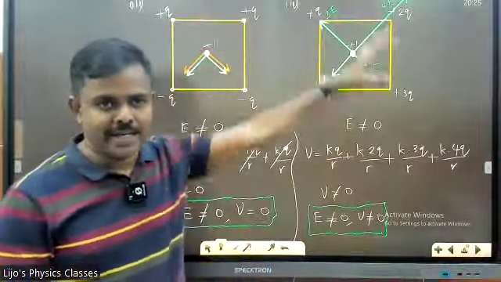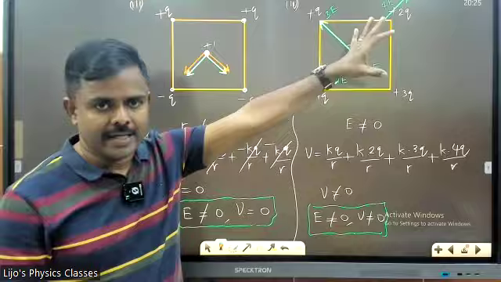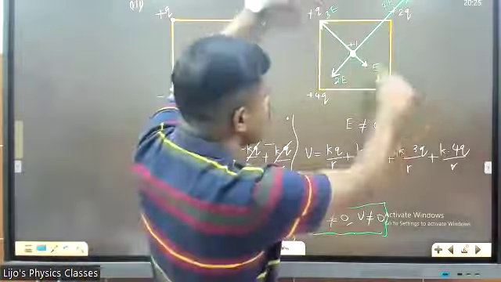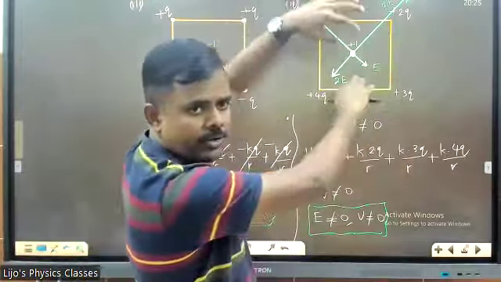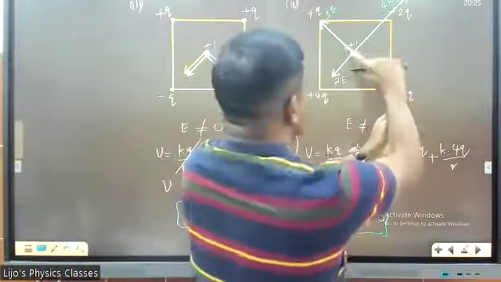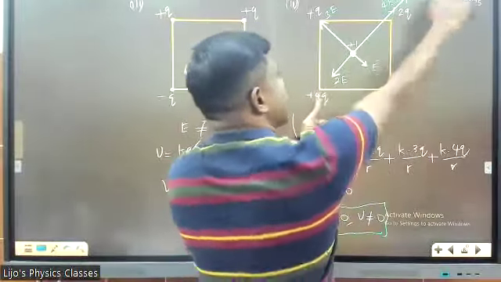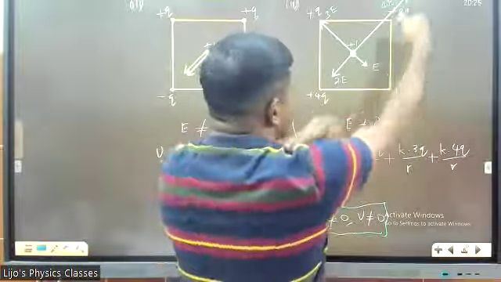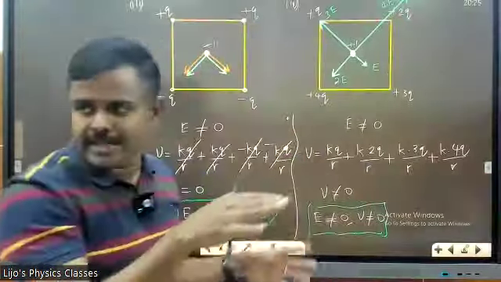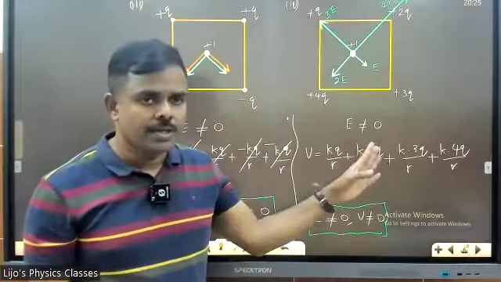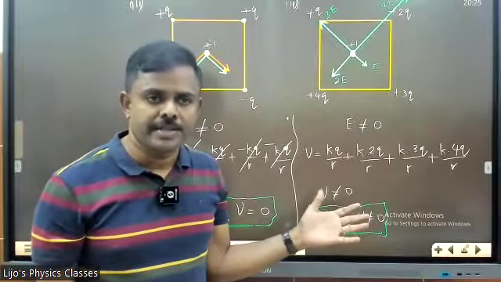Now they can't cancel out. Look at this. The electric field won't be the same because the charges are not equal. This is pushing this up. This is pushing this up stronger. This is pushing this down and this one is pushing this down. They won't cancel out. Electric field won't be 0. Potential also won't be 0, right?